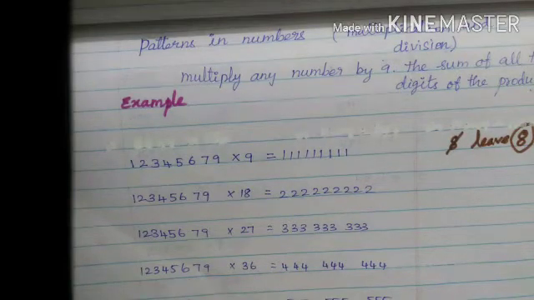In your class you studied how to find out whether a number comes in the 9 table, or is divisible by 9. That is called casting out pattern of 9. This is called casting out pattern. In your book, an exercise is given to you. I will show it now.